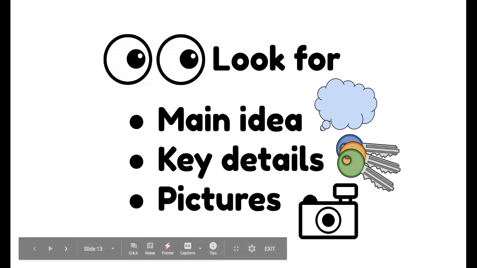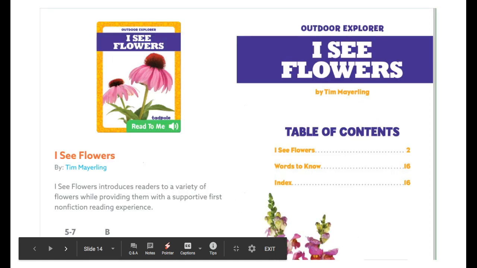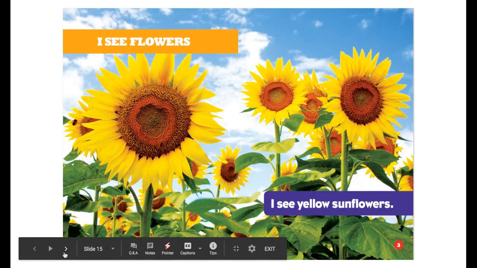Now, again, look for these things in our second book: main idea, key details, and pictures. Okay, this book is called I See Flowers. I see flowers. I see yellow sunflowers. Great, the words match the pictures. Those are yellow sunflowers.